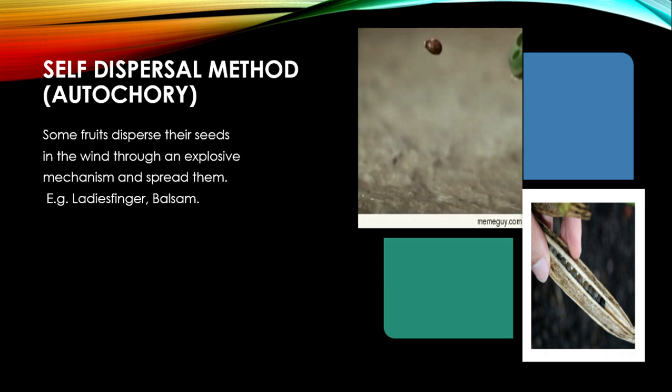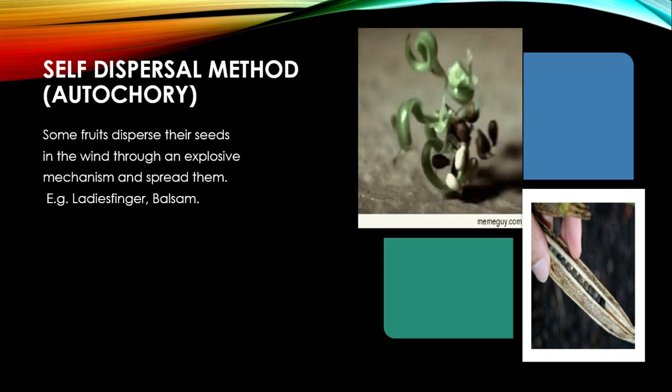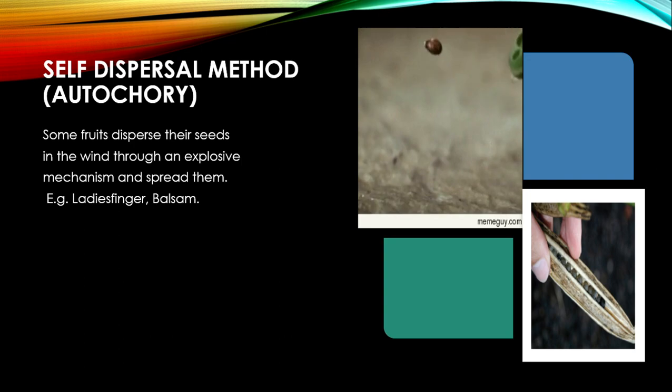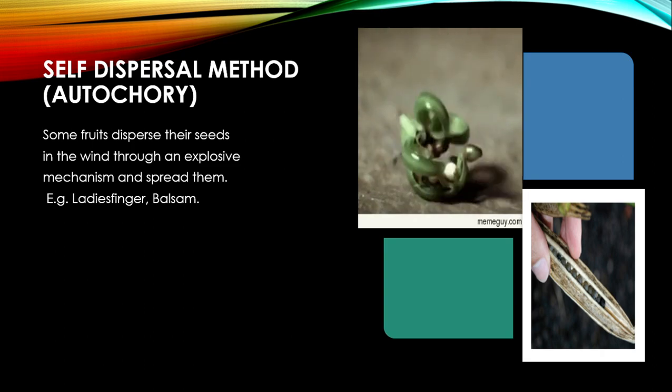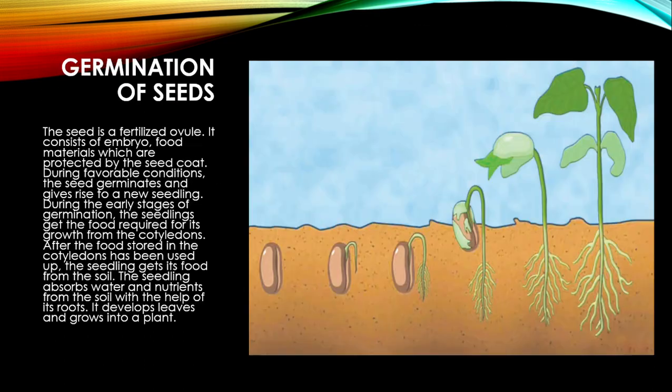So, as you can see, children, we have discussed 5 topics. So, the self-dispersal of seeds method goes on. Okay, children. So, our first part is over now. Shall we move on to the second part? So, today we are going to learn 2 parts. One is dispersal of seeds, and another one is germination of seeds. So, shall we move on to the next part, children?